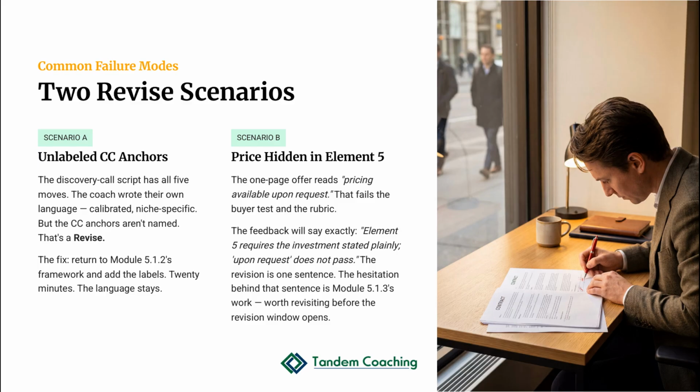Scenario 2, price hidden in element 5. The 1-page offer reads, pricing available upon request. That fails the buyer test and the rubric. The feedback will say exactly that. Element 5 requires the investment stated plainly. Upon request does not pass. The revision is 1 sentence. The hesitation behind that sentence is Module 5.1.3's work, worth revisiting before the revision window opens if the number still isn't on the page.